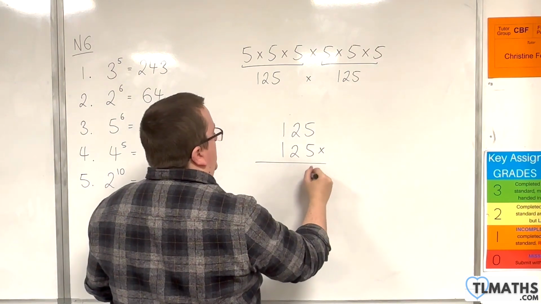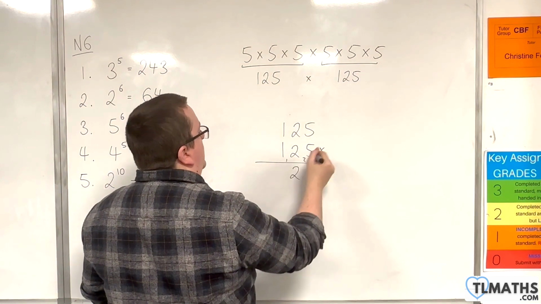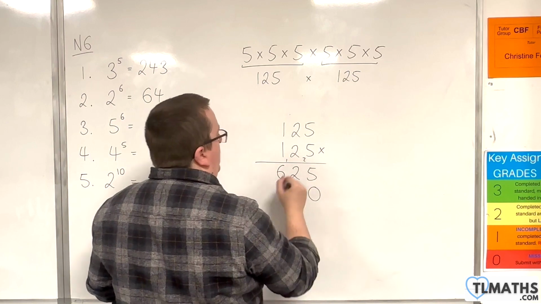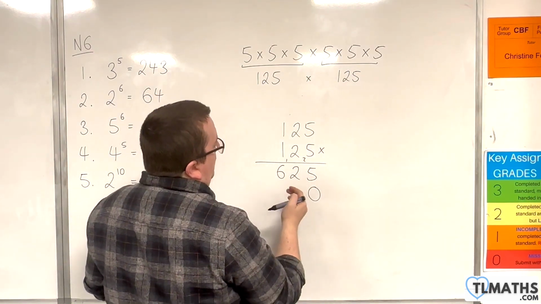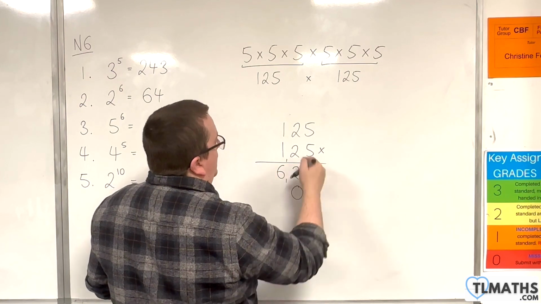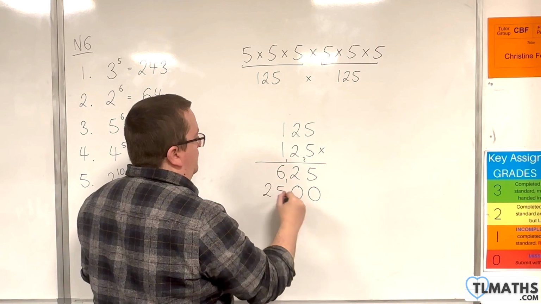5 times 5 is 25. 5 times 2 is 10, plus the 2 is 12. 5 times 1 plus the 1 is 6. Bringing a 0 in for the tens column. 2 times 5 is 10. 2 times 2 is 4, plus the 1 is 5. 2 times 1 is 2.